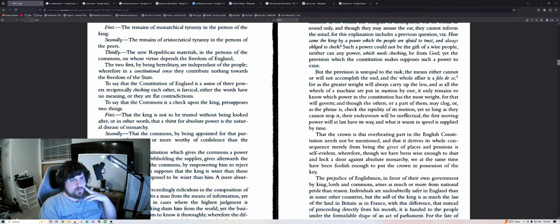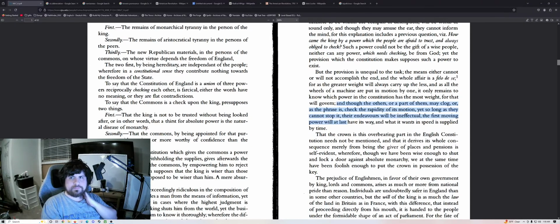self-defeating. For the greater weight will always carry up the less, and as all the wheels of a machine are put into motion by one, it only remains to know which power in the Constitution has the most weight, for that will govern. And though the others, or a part of them, may clog, or as the phrase is, check the rapidity of its motion, yet so long as they cannot stop it, their endeavors will be ineffectual. The first moving power will always at last have its way, and what it wants in speed is supplied by time. Okay.